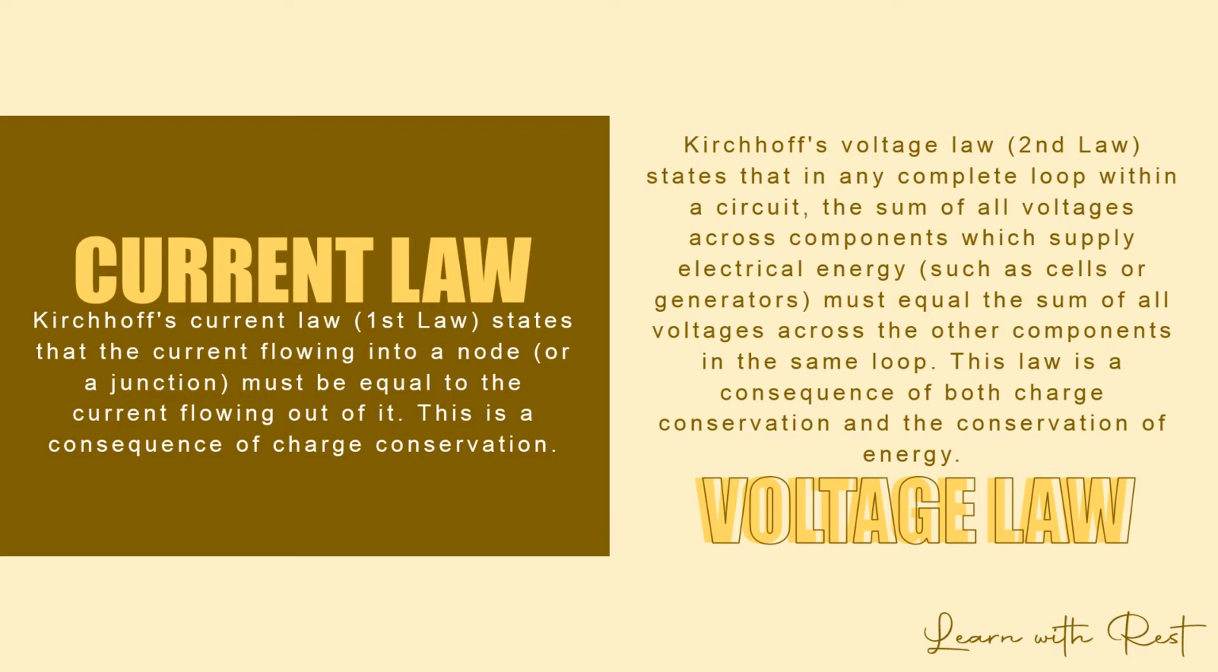This means that the sum of all potential differences across the components involved in a circuit loop must be zero if we count voltages across supply components as positive and across electricity-using components as negative. That is why Kirchhoff's voltage law, which is the second law, states that in any complete loop within a circuit, the sum of all voltages across components which supply electrical energy, such as cells or generators, must equal the sum of all voltages across the other components in the same loop. This law is a consequence of both charge conservation and conservation of energy.